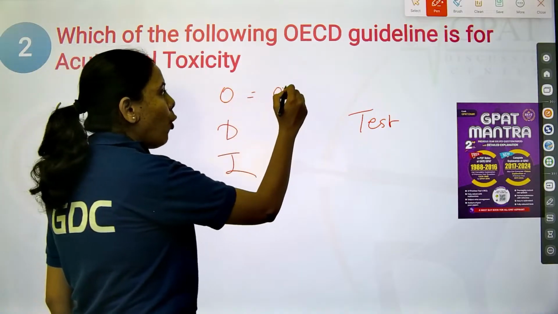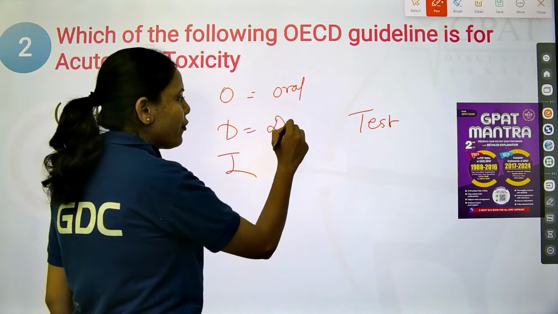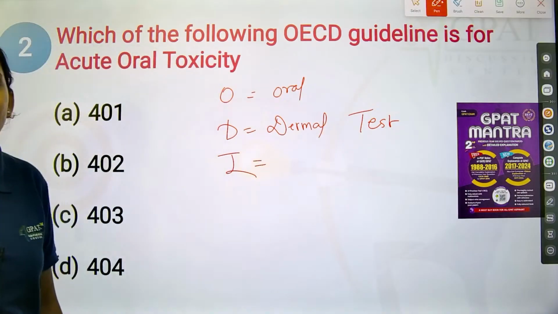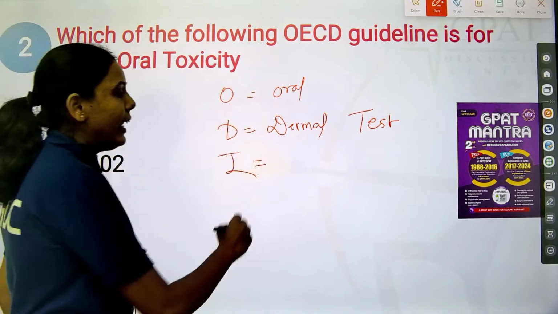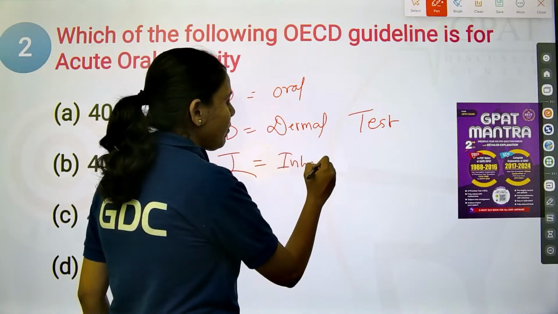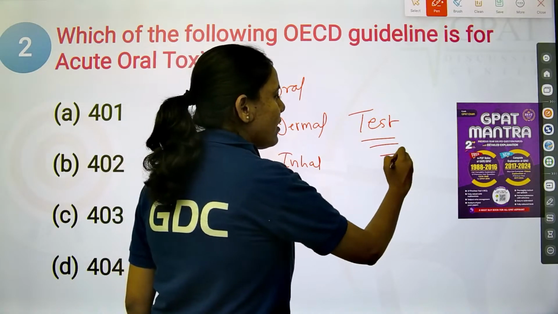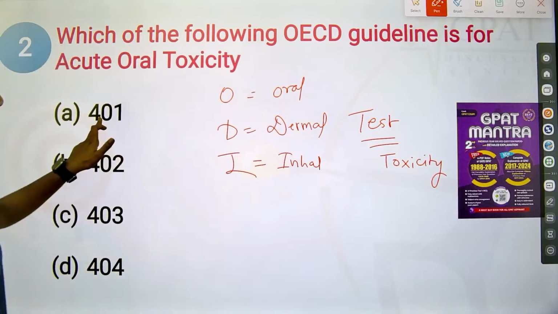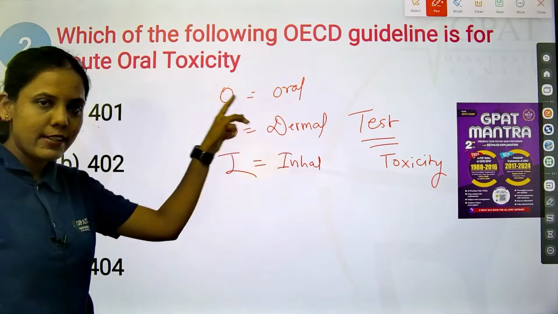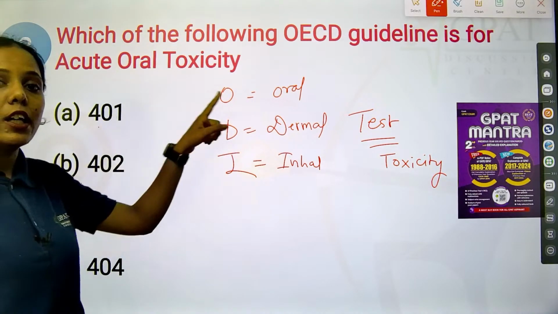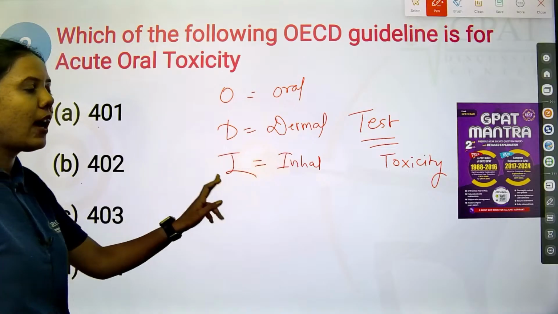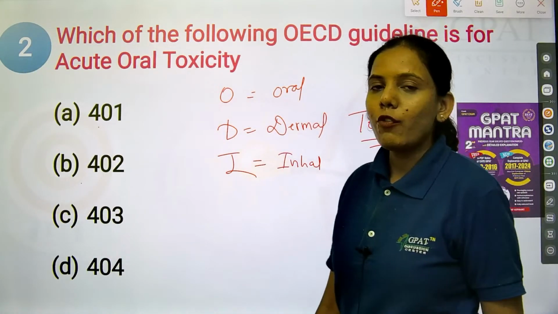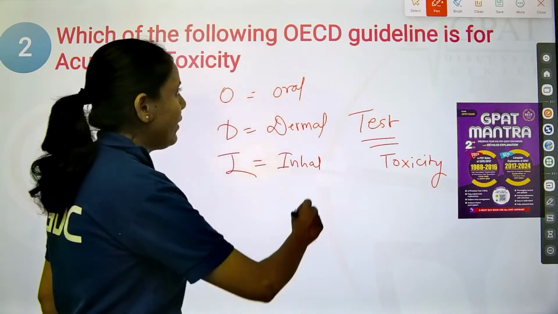O stands for oral, D stands for dermal, I stands for inhalational. ODI is nothing but oral, dermal and inhalational, okay? And T stands for toxicity. So the first one is for acute oral toxicity, second is for acute dermal toxicity, third is for acute inhalational toxicity, okay? And afterwards also it is there for 404, 405, that I will tell you afterwards.